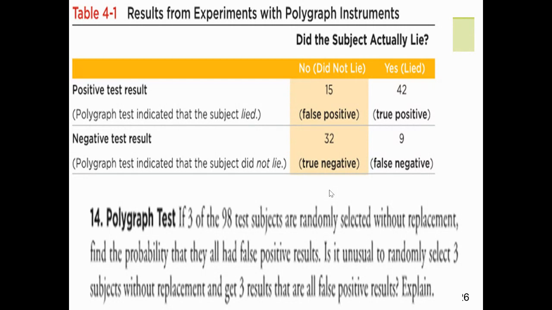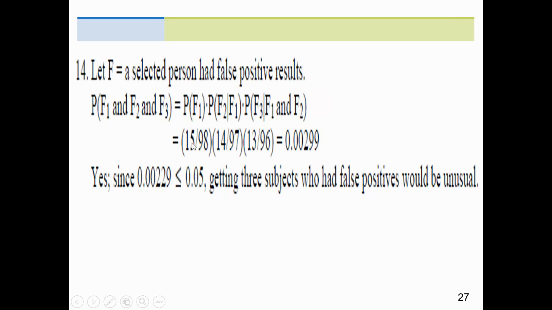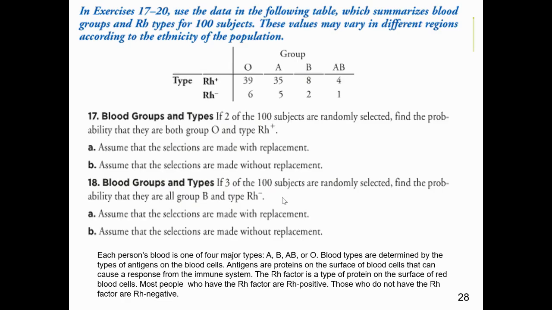All right, now we want the probability that three out of these 98 without replacement all had false positives. Well, same idea. Here are my totals. Starting out 15 out of 98, then there's only 14 false positives out of a total of 97 people. Then there's only 13 out of a total of 96. If I did it again, it'd be 12 out of 95, 11 out of 94. You get the idea. Well, if getting two people with false positives was unusual, getting three people is definitely going to be unusual. It's an arbitrary figure. If the probability of something is less than five chances out of 100, we call it unusual.